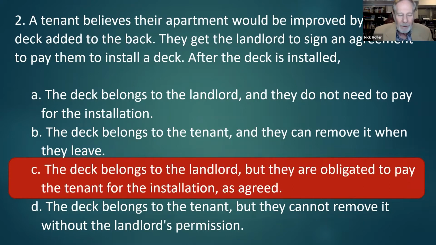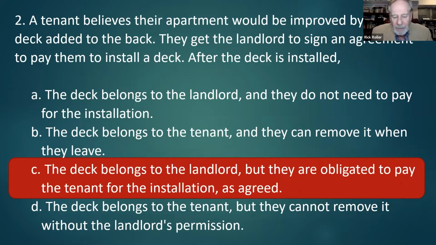And in this particular situation, the deck probably really did improve the livability of the property. If it had some great views, it would even be better. But the tenant went to the landlord. They came to an agreement that the landlord probably supplied the materials and the tenant would actually be paid for putting the deck in, but obviously the deck belongs to the landlord.